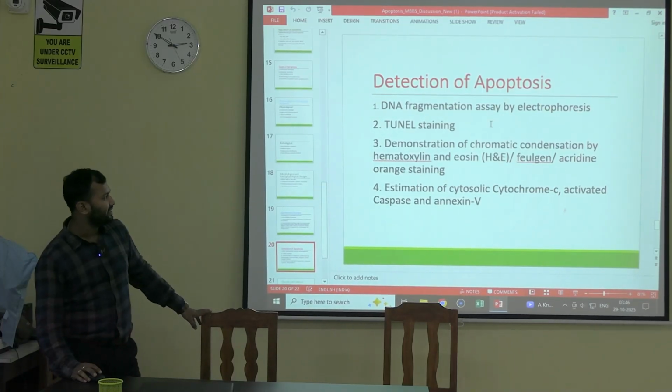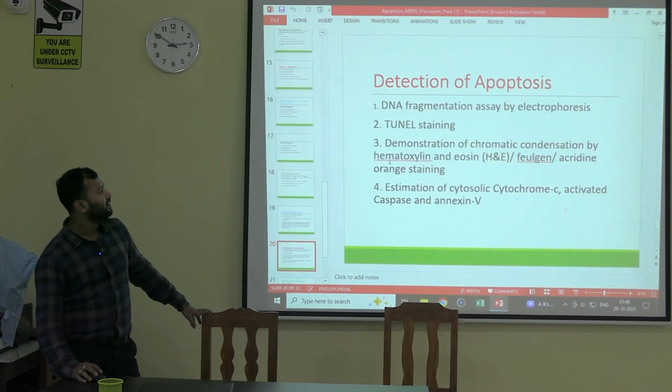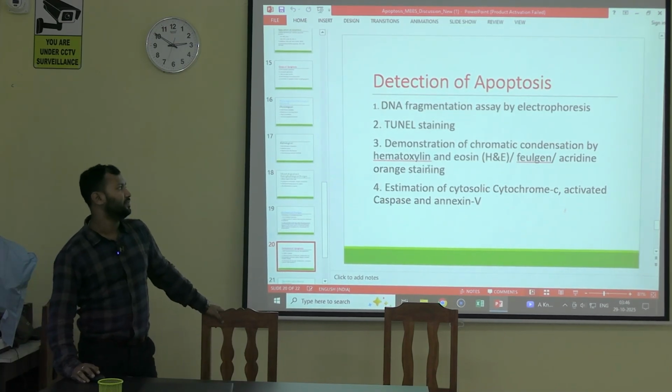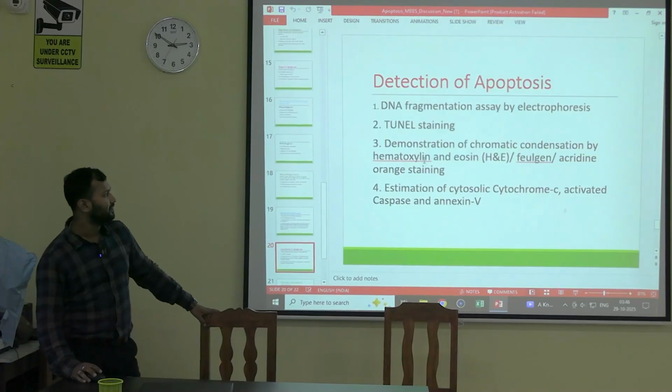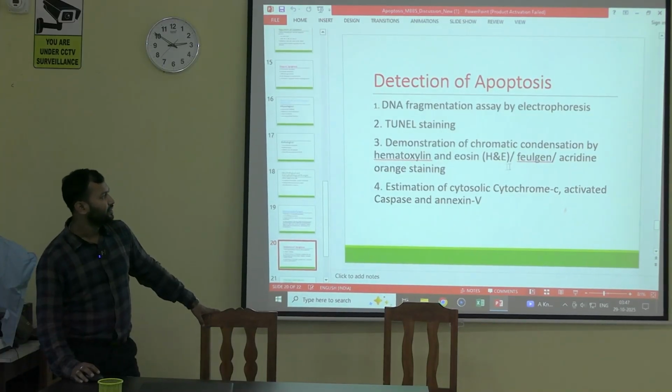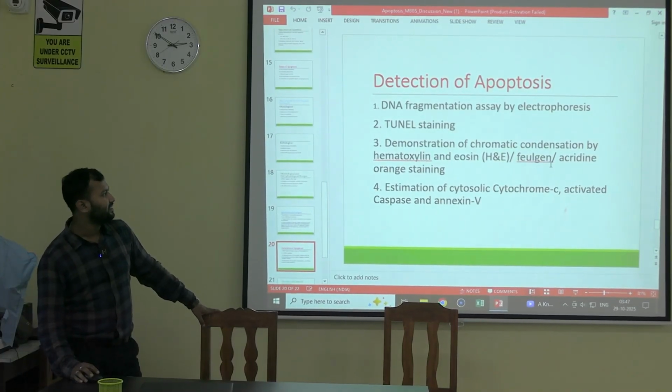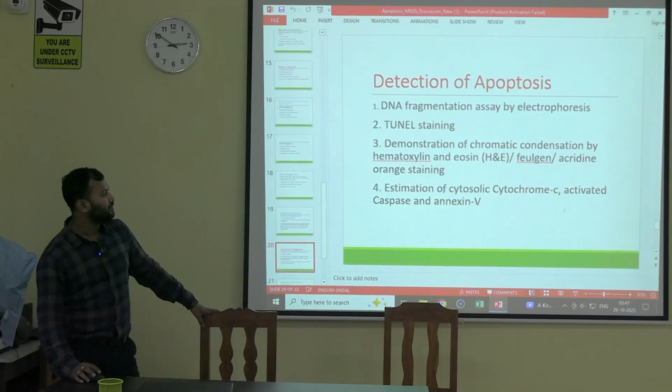Then one is called TUNEL staining. One is by demonstration of chromatin condensation by hematoxylin and eosin. So these are some stains by which we can demonstrate the chromatin condensation. Then there are other stains called Feulgen and acridine orange staining. Then estimation of cytochrome C.